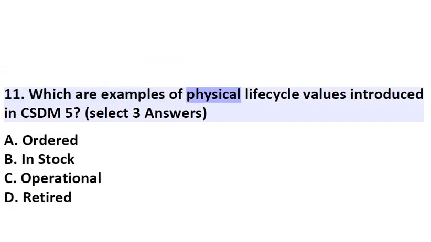11. Which are examples of physical life cycle values introduced in CSDM 5? Select 3 answers: A. Ordered. B. In stock. C. Operational. D. Retired. Answer: A, B, D.